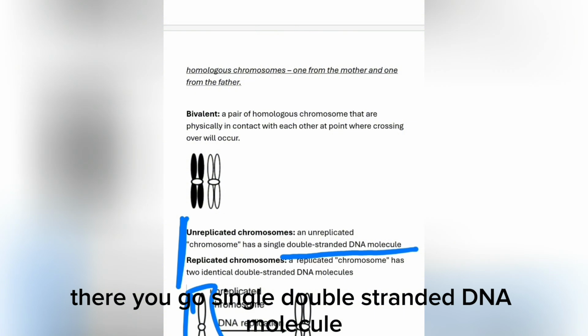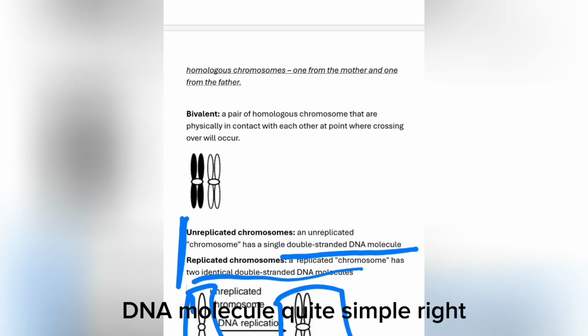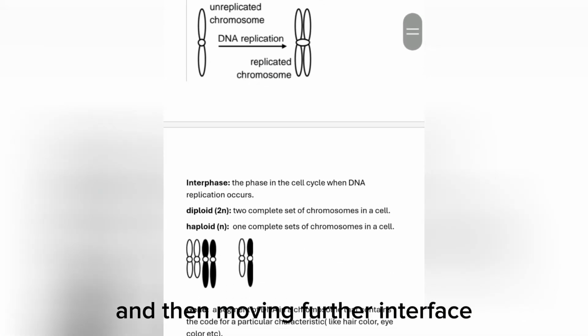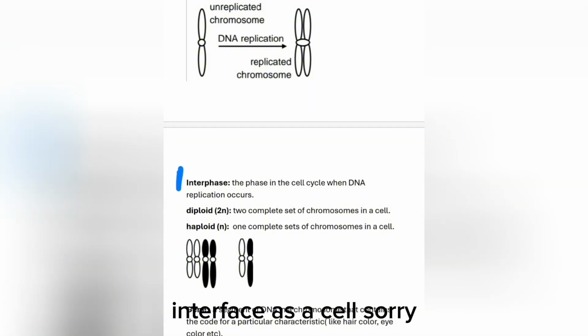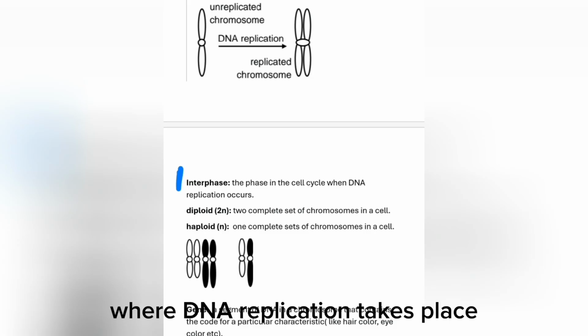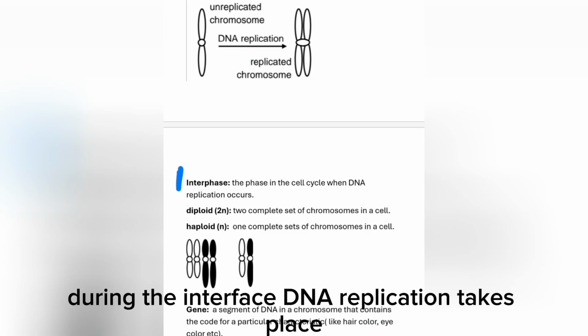A single double-stranded DNA molecule, when replicated, gives two identical double-stranded DNA molecules. Quite simple, right? And then moving further, interphase is the phase in the cell cycle where DNA replication takes place. So we learned this during meiosis, right? So during the interphase, DNA replication takes place.